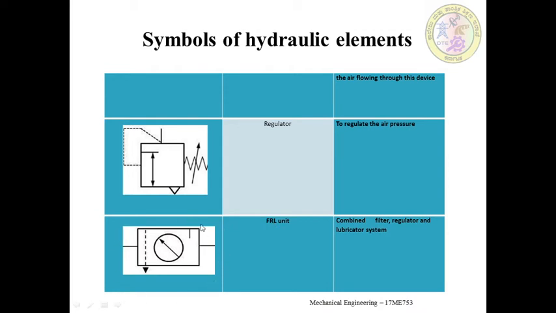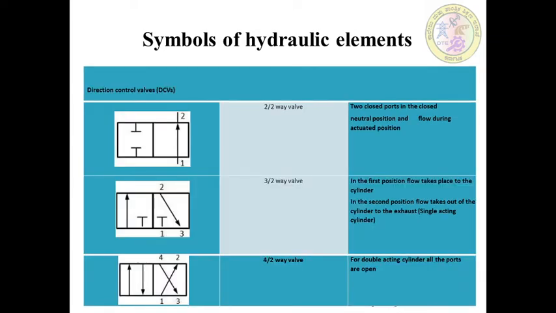And this is the F.R.L. unit. This kind of symbol is known as the F.R.L. unit. This is a combination of filter, regulator as well as lubrication system. If this image is shown anywhere, we need to understand that this is the combination of filter, regulator as well as lubricating system. And coming to direction control valves, this symbol is known as the two-way valve.